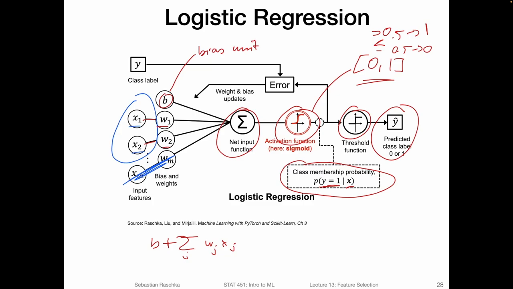Okay, so that's just logistic regression in a nutshell. And one aspect about it is that how logistic regression learns the weights is by looking at the prediction and comparing it to the true label. And based on that, it, for example, computes the derivative of the loss function with respect to the weights and then updates the weights.